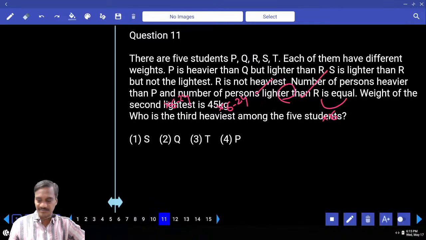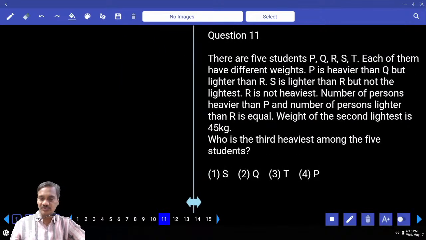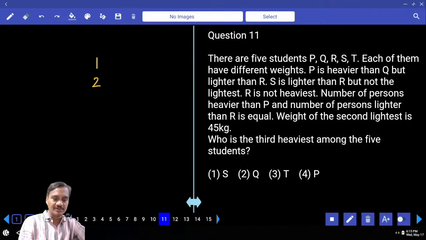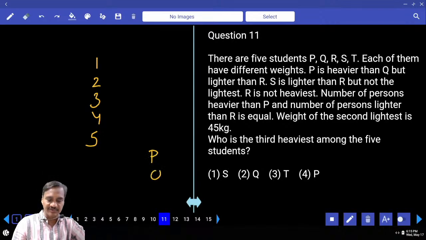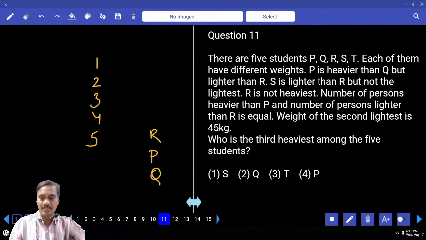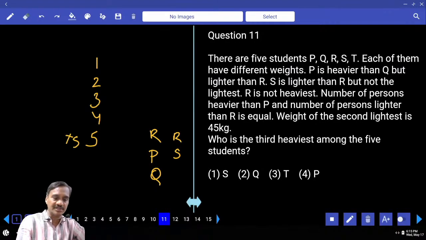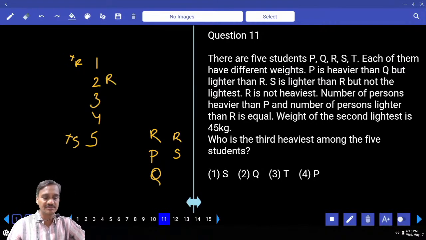The next one, question number 11. Now there are 5 students, P, Q, R, S, T. 1, 2, 3, 4, 5, 5 students, and each of them has a different weight. P is heavier than Q but lighter than R. And S is lighter than R but not the lightest. S cannot be at the 5th place. R is not the heaviest. R is heavier than P, Q and S, isn't it?